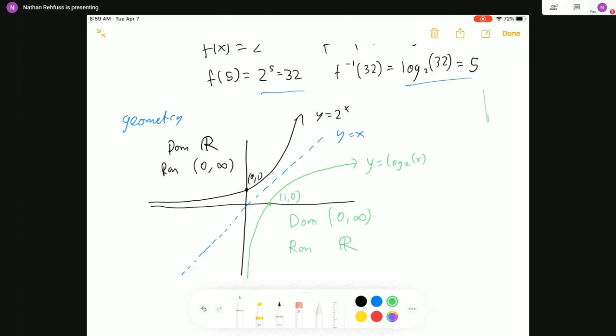Let's see. So we've got the graph of a logarithm here, and that's what that looks like. And that's visually showing us what we understood geometrically before, is that you can't take the log of a negative number.